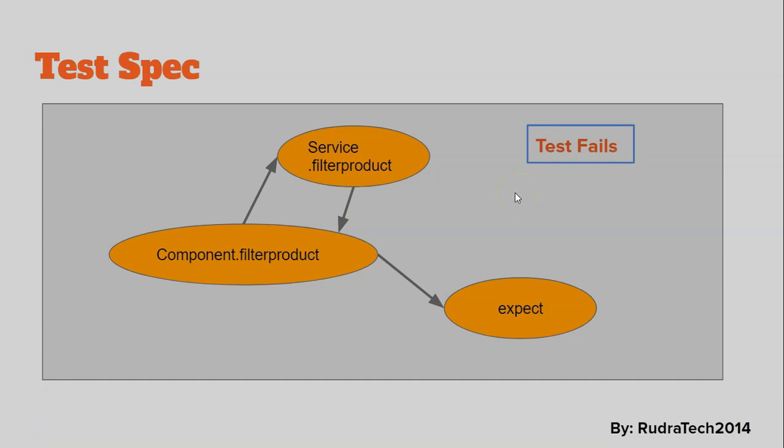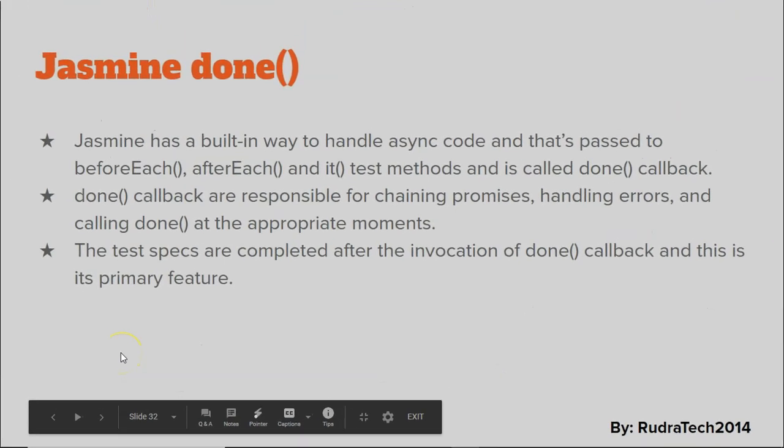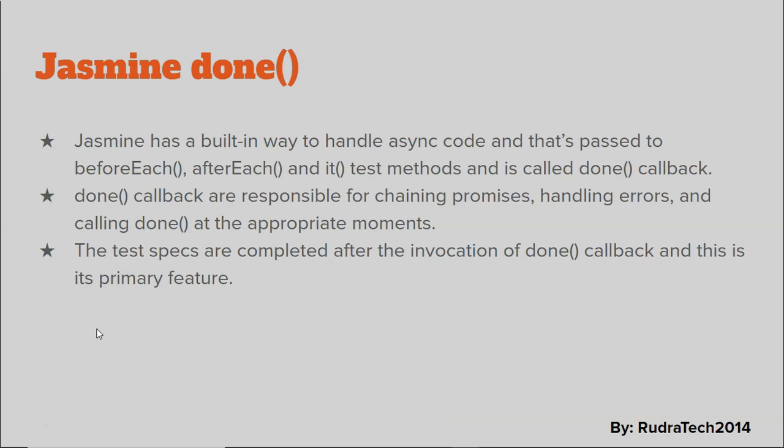Now, in order to resolve this situation, Jasmine and Angular have provided us multiple ways. First way is the done callback provided by Jasmine. The done callback is a built-in feature provided by Jasmine to handle asynchronous code, and this done callback can be passed to beforeEach, afterEach, or it test methods. The done callback is responsible for chaining the promises, handling the errors, and calling the done method at the appropriate moment. The test specs are completed after the invocation of the done callback, and this is its primary feature. That means, in simple words, the done callback will help us to execute our expectation only after the promises are resolved. Now, let's go and write the code for the done callback.